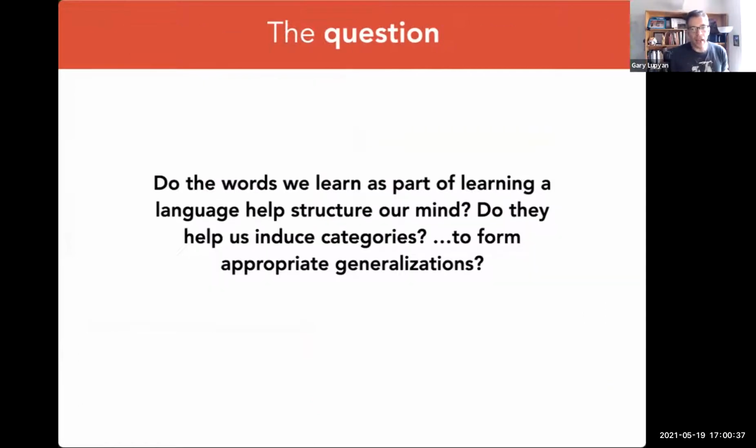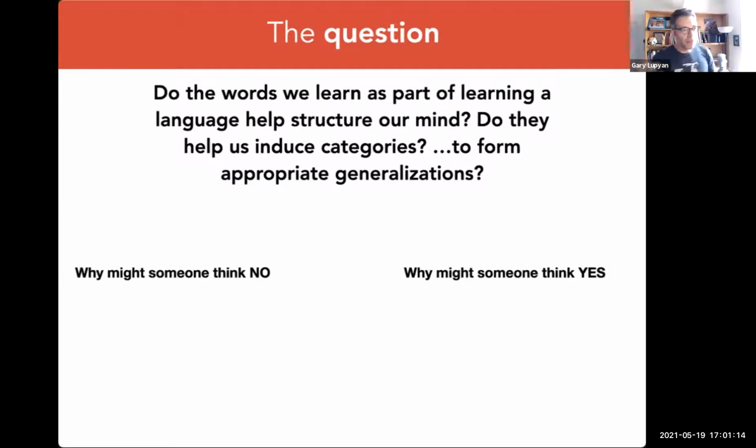The question I want to ask is, what is the role of language in structuring our conceptual repertoire? So do words, and I realize there's more to language than words. I'm not going to be talking about grammar. I'm not even going to talk about compositionality, which is obviously a critical feature of language. Just the vocabulary, just stick with that. So do the words we learn as part of learning the core vocabulary of a language help to structure our mind? Do they help us to induce categories, to form appropriate generalizations? So this is not a straw man sort of question, right?